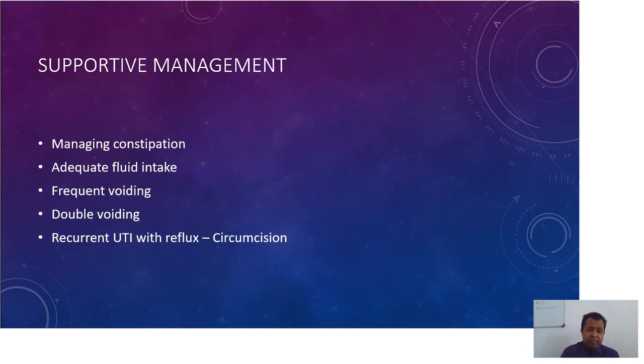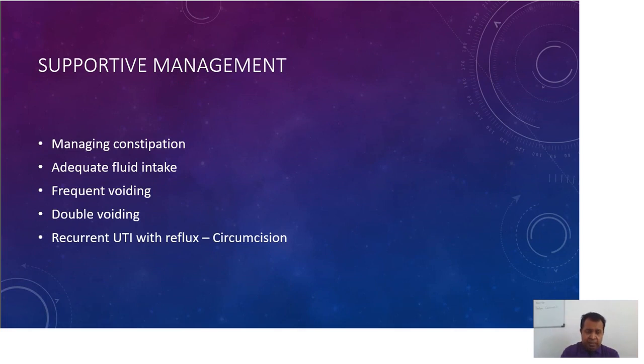Frequent voiding is another very important aspect. We know whenever there is a reflux, some amount of urine will go up and come back and sit in the bladder. Therefore, frequent voiding will reduce the bladder postvoid volume, and therefore reduce the risk of UTI. Every child should be encouraged to pass urine every 2 to 3 hours if they are having recurrent UTI with reflux.